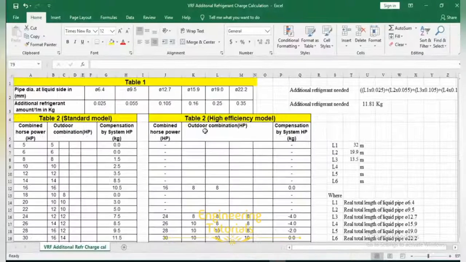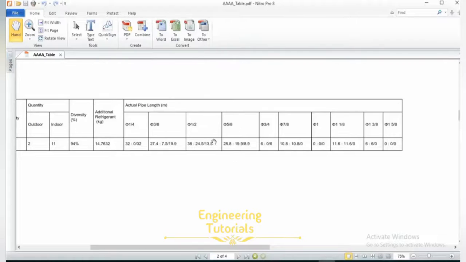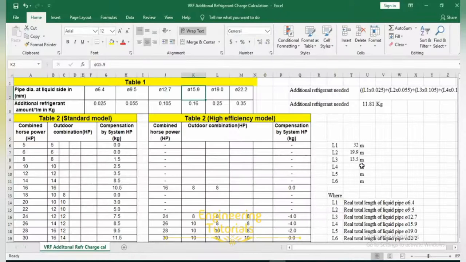So now this is L4 due to the dia 15.9, that is 5/8 inches. So liquid side length is 8.9 meters. You can see over here 8.9 meter.